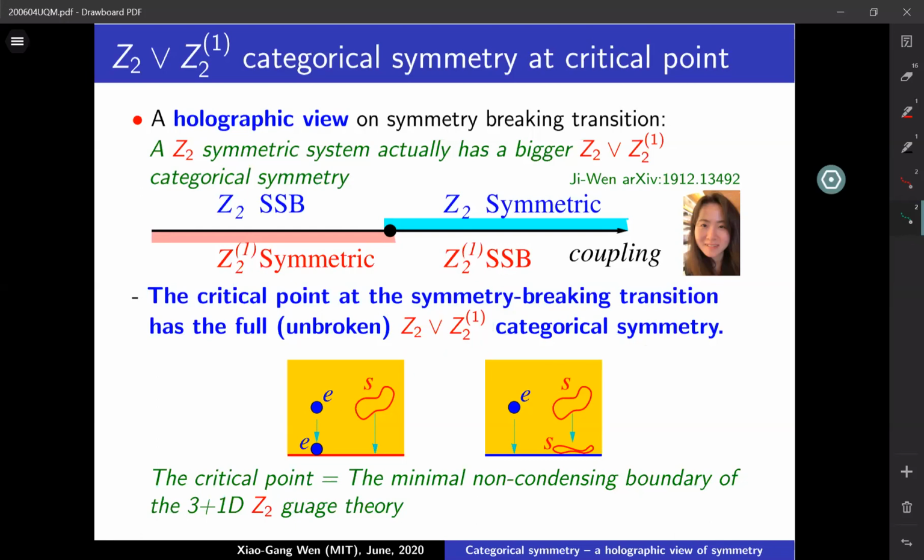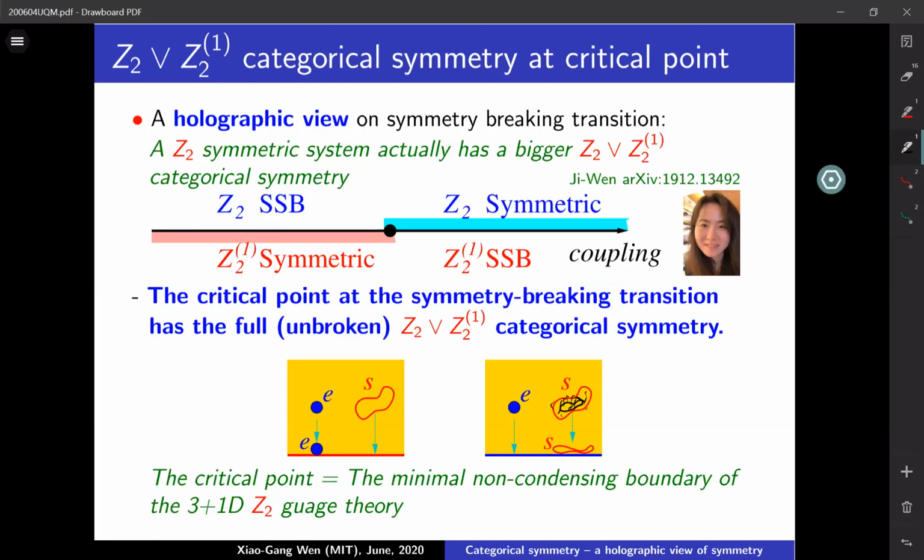So this S string is just a pi flux in the standard Z2. Can I create S from the vacuum? Yes, but you need this whole loop operator. You need a membrane operator. Yeah, that's true. You need some membrane operator, but in the middle, the membrane doesn't do anything. And then the boundary of the membrane gives you a string. So in a 3D gauge theory, you need a membrane operator to create a string at its membrane boundary. Yeah, I know.